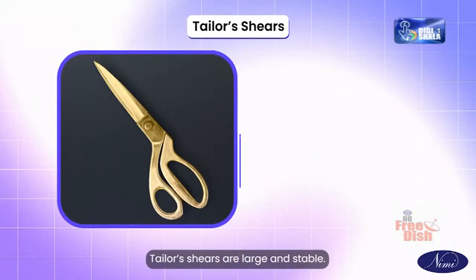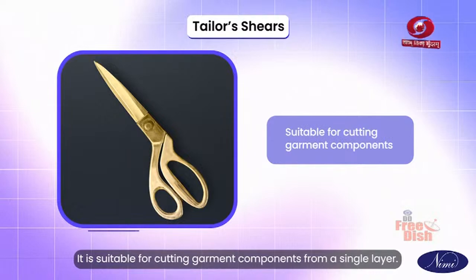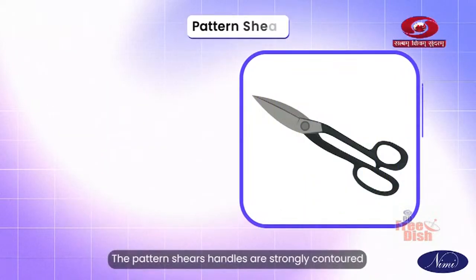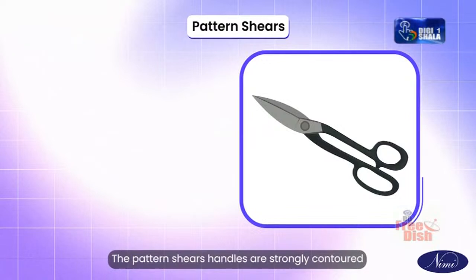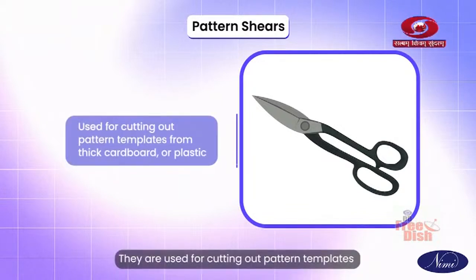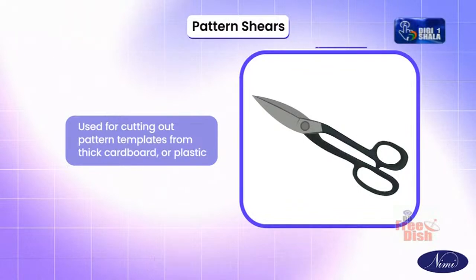Tailor's shears are large and stable. It is suitable for cutting garment components from a single layer. The pattern shears handles are strongly contoured and much longer than the short, strong blades. They are used for cutting out pattern templates from thick cardboard or plastic.